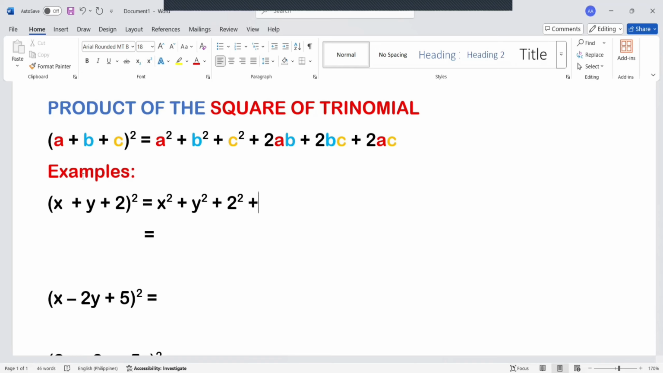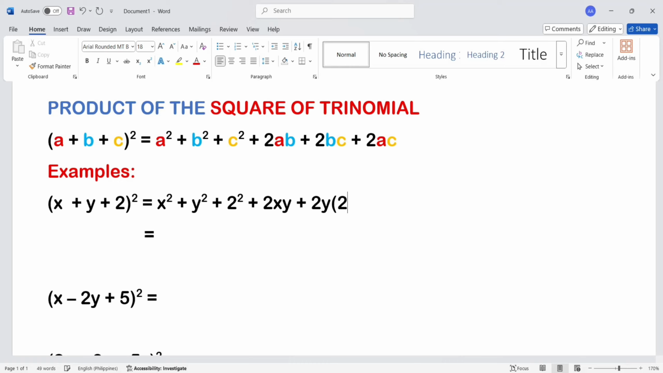plus twice the product of the first and the second term, which is 2xy, plus twice the product of the second and the third term, which is 2y times 2, and plus twice the product of the first and the third term, which is 2x times 2. Now, simplifying this, we have x squared plus y squared plus 4 plus 2xy plus 4y plus 4x.